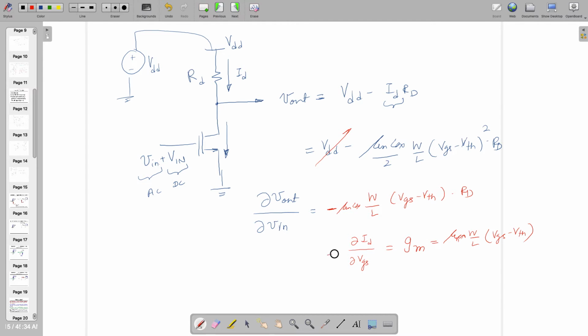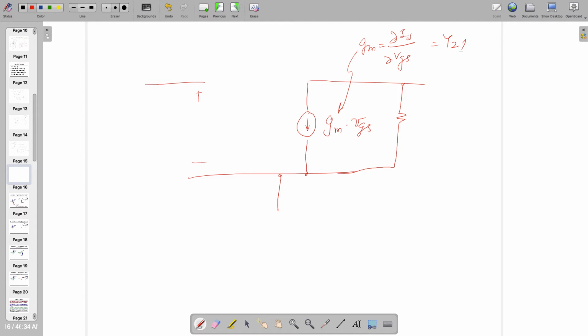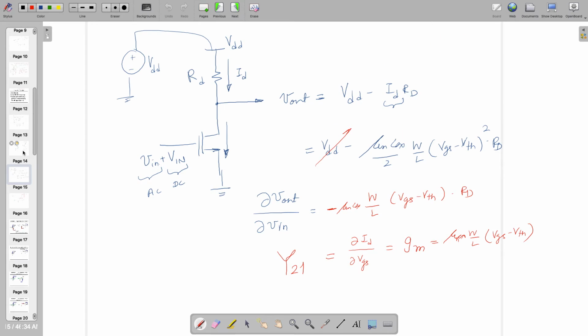So in the Y parameter, this is Y21. This gm is nothing but del ID by del VGS, which is Y21. Right? So I can replace this quantity here and call it minus gm RD, right? But this was the classical way to find out the gain.